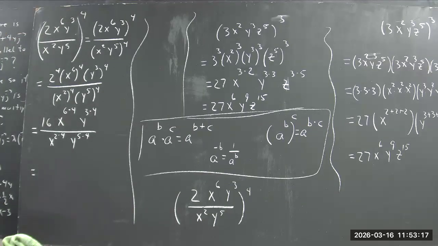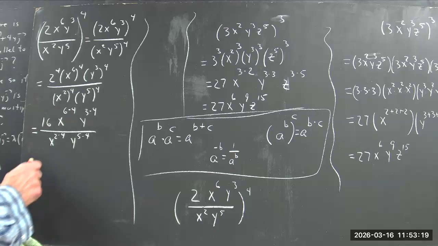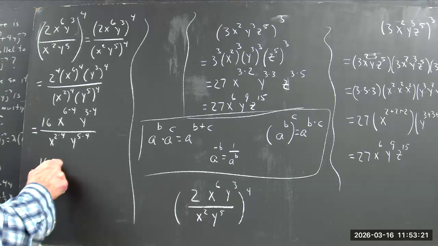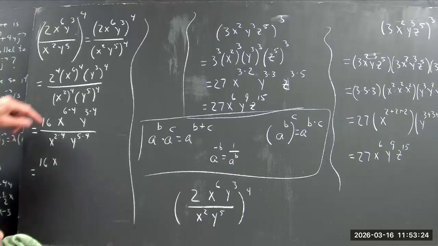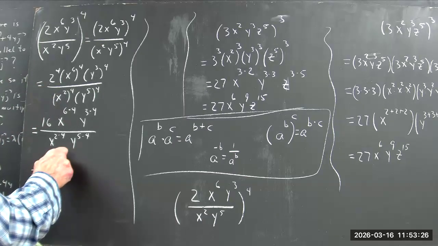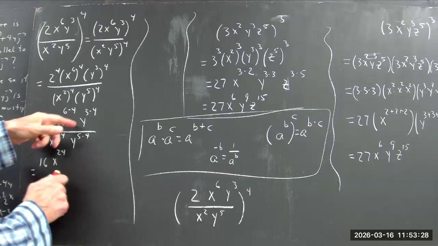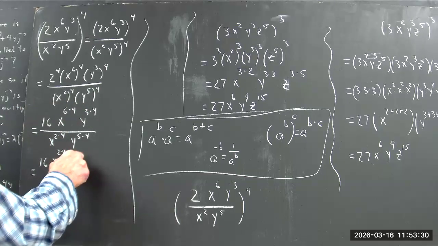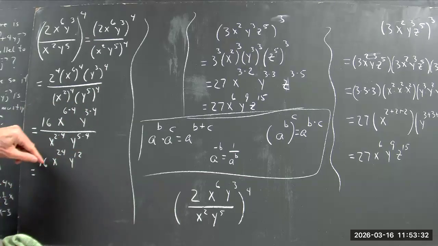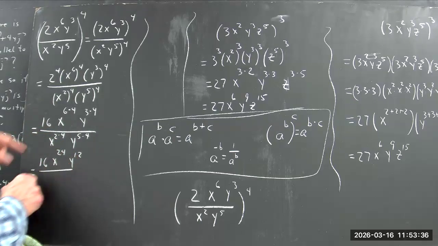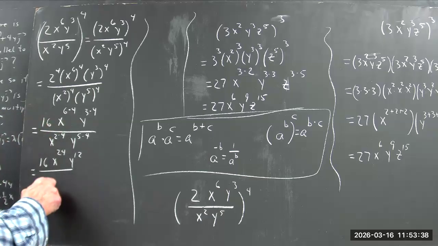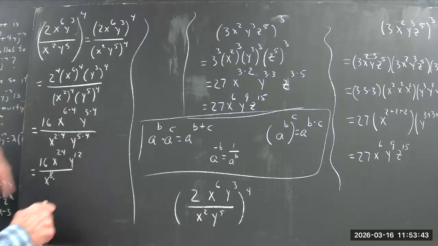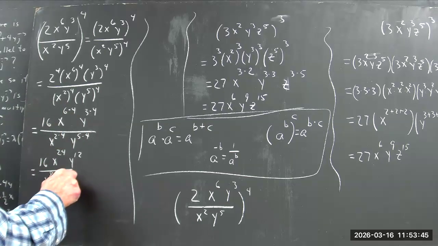And now it's just a matter of doing the multiplications. My x to the 6 times 4, well, 6 times 4 is 24. Y to the 3 times 4 is y to the 12th. So my numerator becomes 16, x to the 24th, y to the 12th. The denominator has x to the 2 times 4, which is x to the 8th, multiplied by y to the 5 times 4, which is y to the 20th.